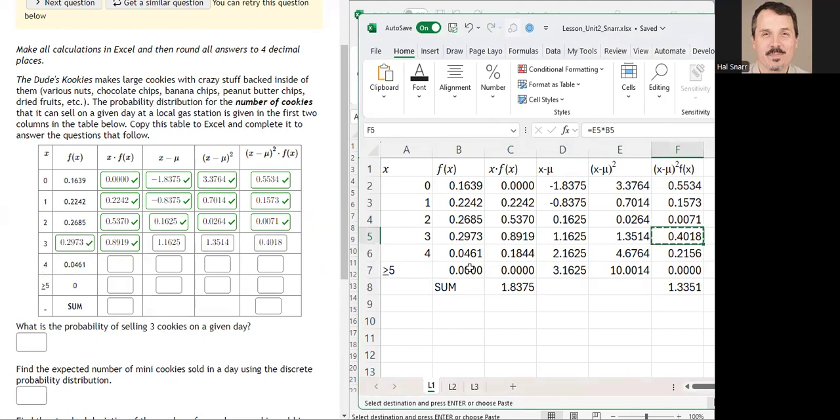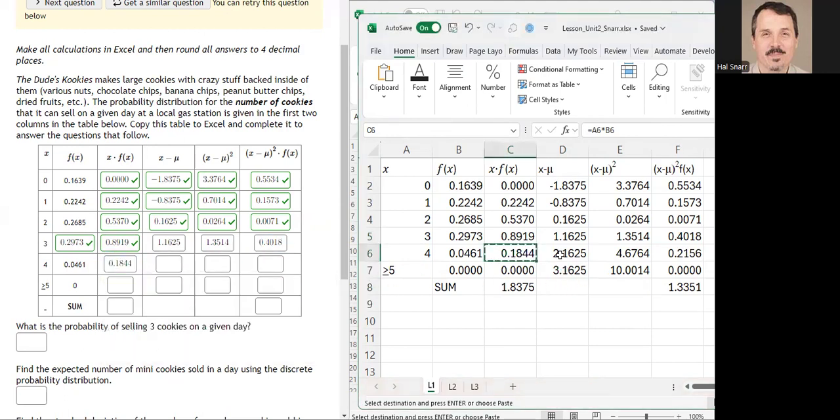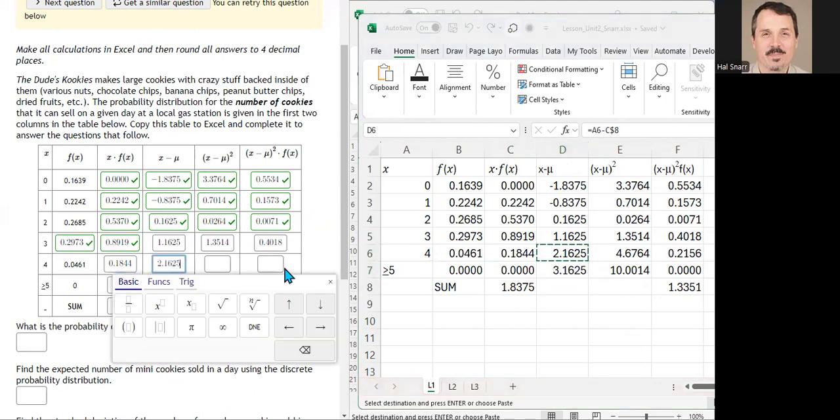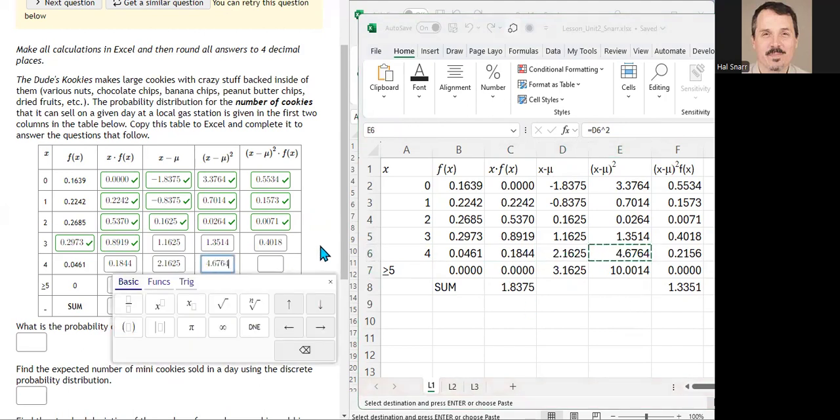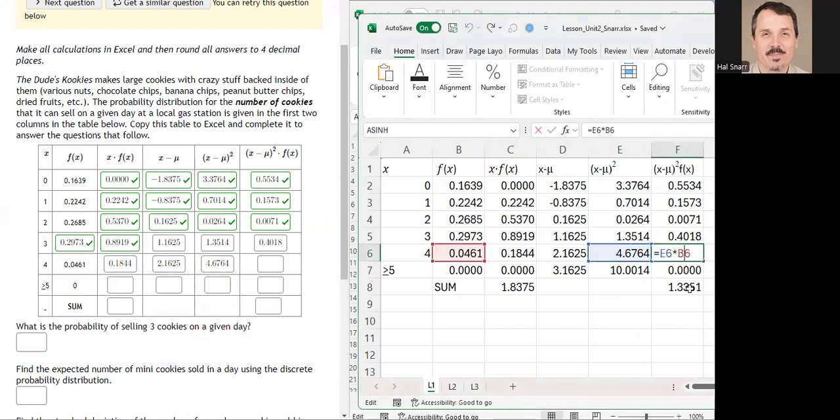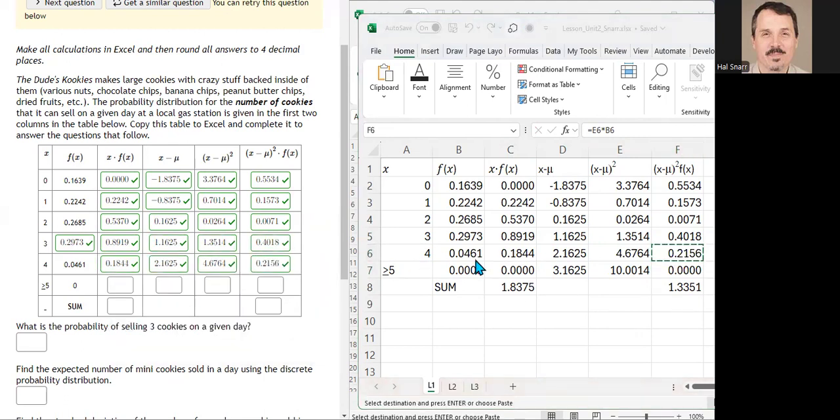We're going to multiply 4 times its probability. We're going to subtract the mean from 4, which is 2.1625. We're going to square that. We get a number greater than 4, which makes sense because 2 squared is 4, right? Then we multiply that value by its probability, and we get 0.2156. Looks like we got everything correct now, right?